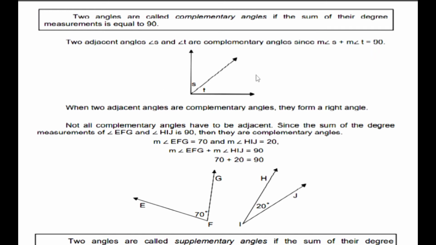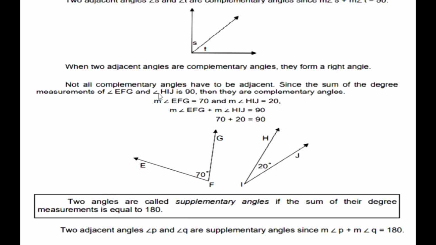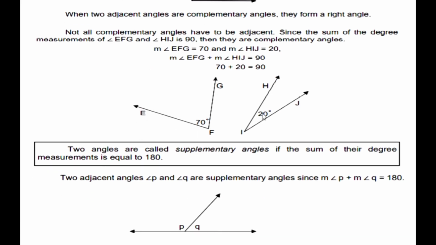So these angles are complementary angles because they form a right angle. Not all complementary angles have to be adjacent like this. Since the sum of the degree measures of angle EFG and angle HIJ is equal to 90 degrees, they are non-adjacent angles. So since magkahiwalay sila, magkaiba ng vertex, magkaiba ng sides, they still can be complementary angles.